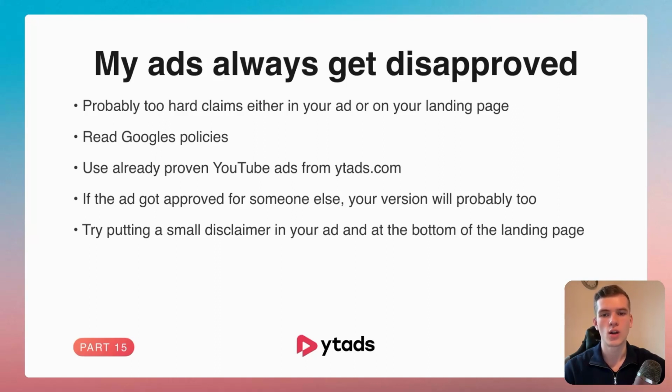I will try to link them below in the video description. So read the Google policies and understand them. And the easiest way to always, or basically always, get your ads approved is to use already proven YouTube ads from whiteads.com. Because if the ad already got approved for someone else, your new version of this ad will probably also get approved. So try the whiteads.com software out yourself, generate yourself a script, and then run it on YouTube. And if the person you got the script from didn't get disapproved, your ad will probably also not get disapproved. Here's a quick tutorial on how to do it.